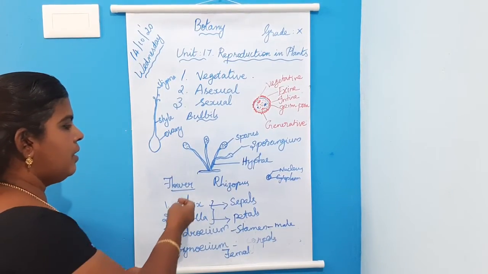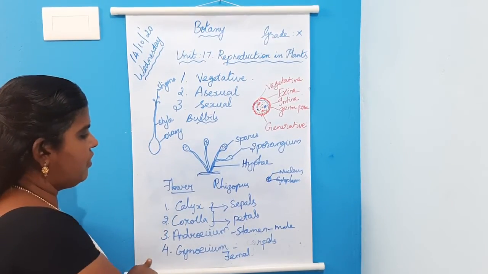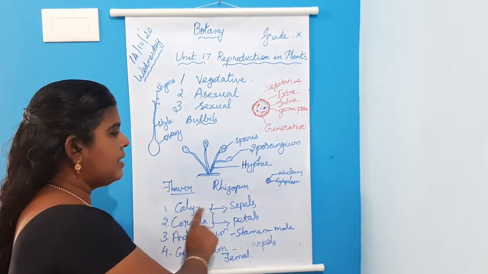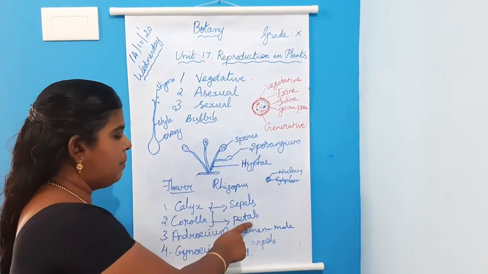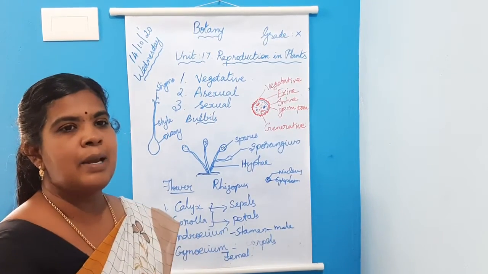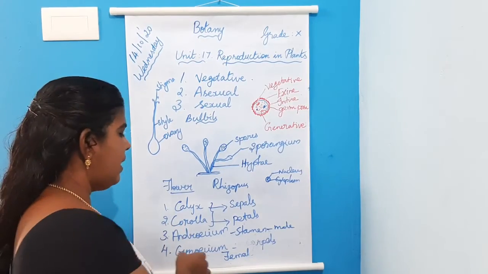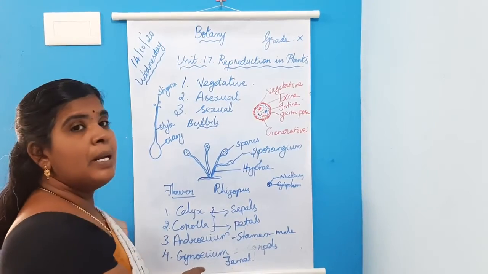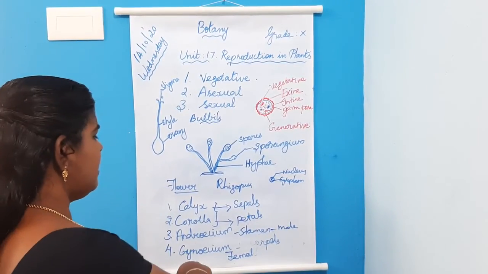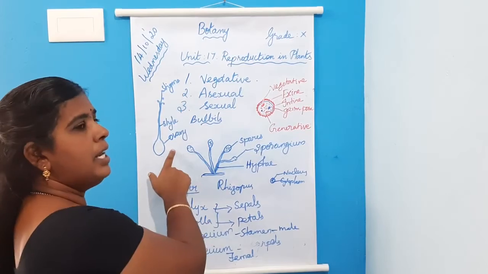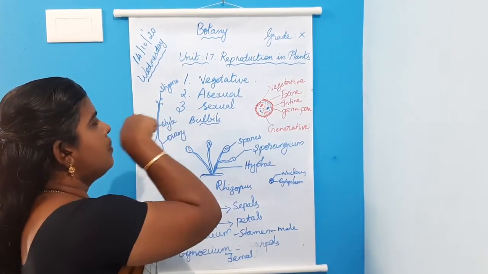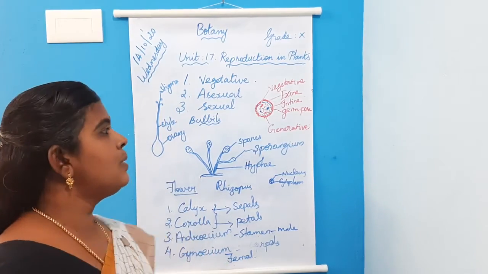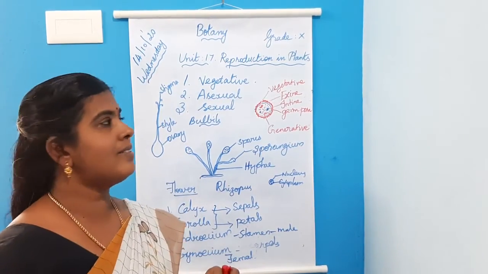This is the structure of a flower. Listen. The structure of a flower has four floral parts, namely calyx, corolla, androecium, and gynoecium. Calyx is made up of sepals, corolla of petals, androecium of stamens. Androecium is the male part of the flower. Gynoecium is made up of carpels or pistils, the female reproductive part of a flower. It consists of three parts, namely ovary, style, stigma. The ovary encloses the egg.